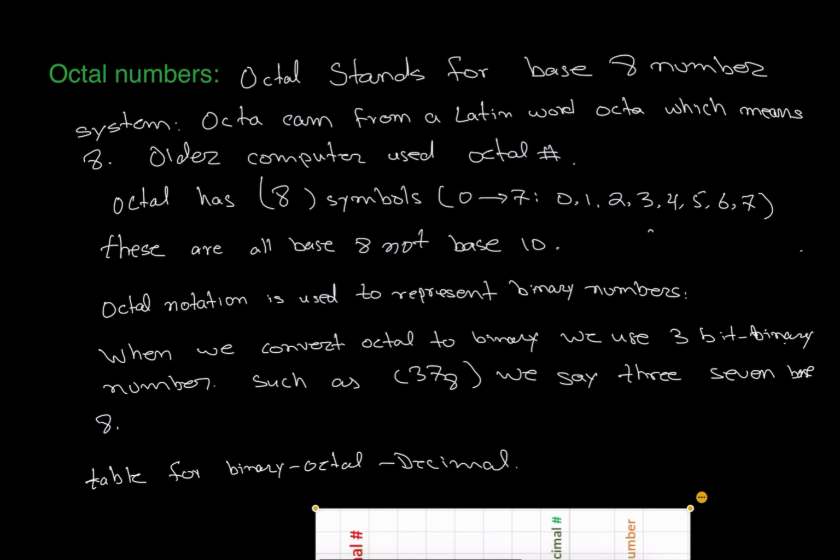Octal is a word which stands for 8, so any number that's base 8 is called an octal number. The number system that has a base of 8 is octal. An octal number has 8 symbols, from 0 to 7: 0, 1, 2, 3, 4, 5, 6, 7. These are all the symbols. Any number an octal number represents will use these symbols. There is no 8 and there is no 9 in this number system.